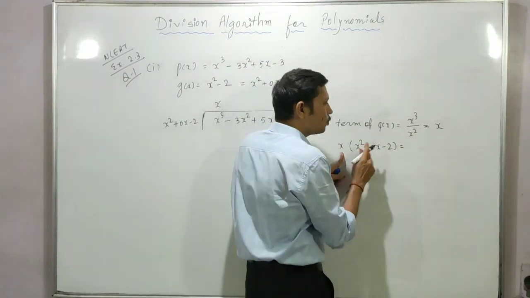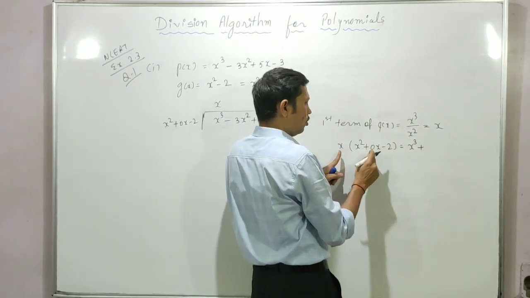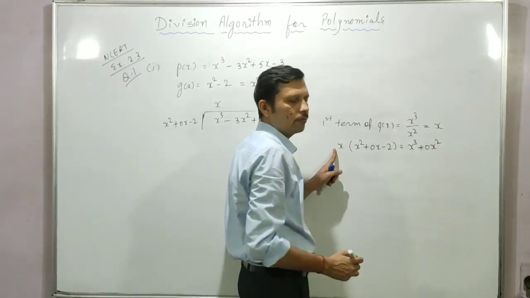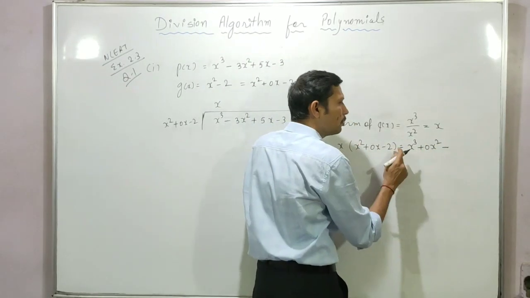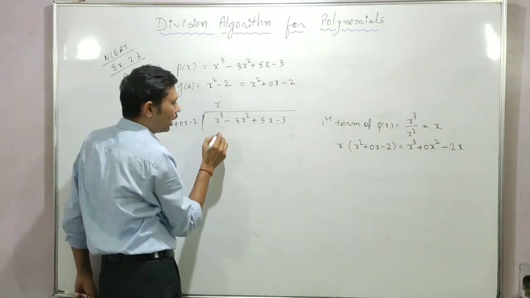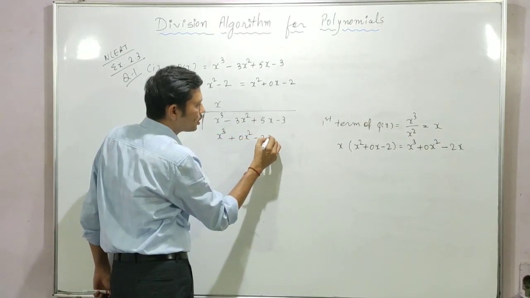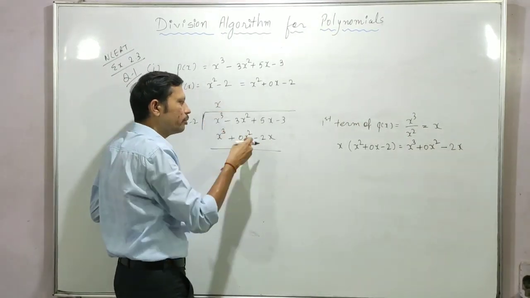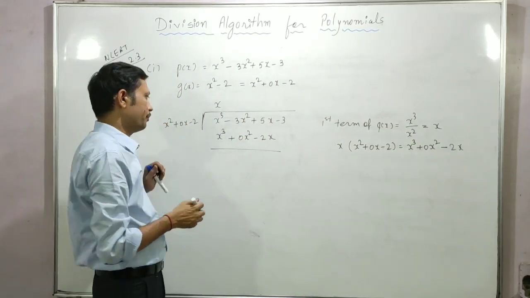So what happened? x multiplied with x square is x cube. This one is plus. x multiplied with x square, and 0 multiplied with anything is 0. Plus, minus minus. 2 multiplied with x, x multiplied with 2, is 2x. So the product of these two gives x cube plus 0x square minus 2x. We have to write that down here. When you write it down, take the alignment of the 3 power, 2 power, 1 power, so we make our calculation properly.